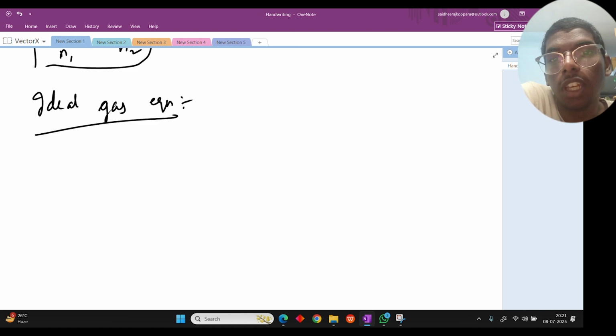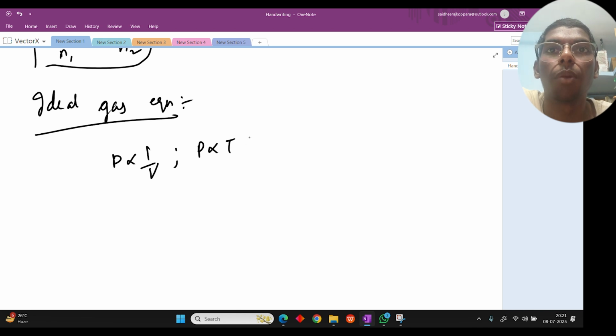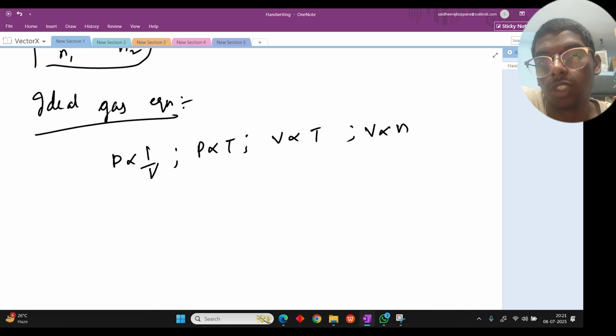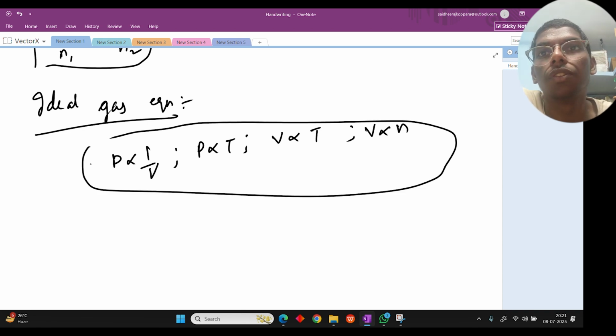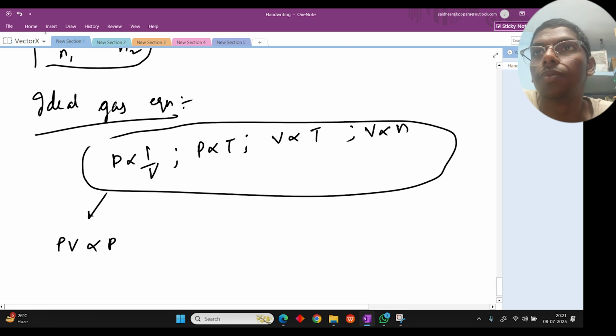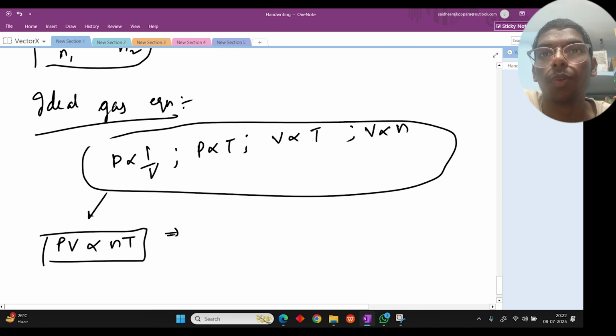See, basically, till now we saw that pressure is inversely proportional to volume, right? And pressure is directly proportional to temperature. Volume is directly proportional to temperature. And volume is again directly proportional to number of moles. From all this, we come to the conclusion that PV is directly proportional to nT. Now we are gonna take out that proportionality constant.